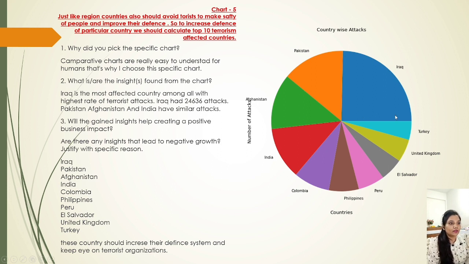It has 24,636 attacks. Then as follows, in orange color Pakistan, in green color Afghanistan, and India is in red color. We can see attack types and the other countries like Colombia, Philippines, Peru, El Salvador, United Kingdom, and Turkey. So we concluded that Iraq, Pakistan, Afghanistan, India, Colombia, Philippines, Peru, El Salvador, United Kingdom, and Turkey are the most red zoned and most attacked countries. So these countries' governments should increase their defense systems and keep an eye on the attack plans of the terrorists.